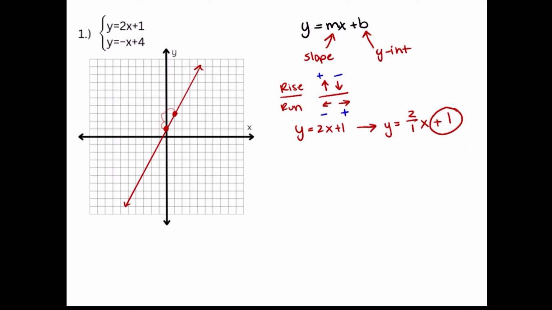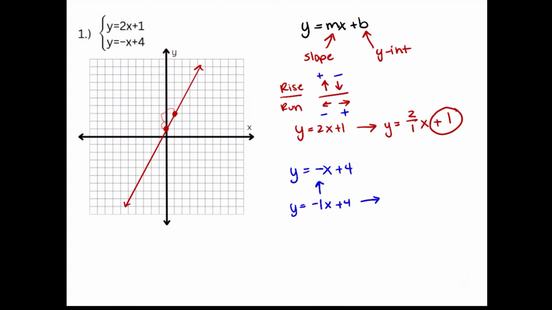The second function looks a little bit different. Y equals negative x plus 4. It's different in that it doesn't have a number in front of the variable. It doesn't have a coefficient. So when the coefficient is not visible, the coefficient is a 1. In this case, it's a negative 1 because it had a negative x. So we can rewrite this as y equals negative 1x plus 4.